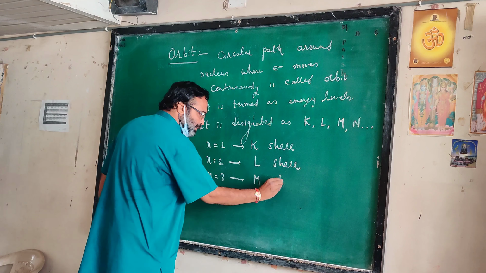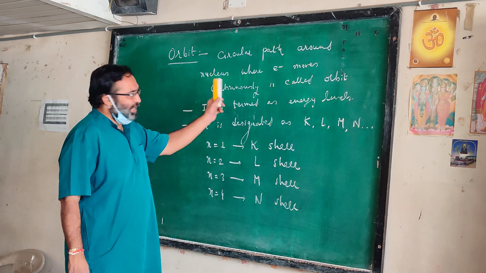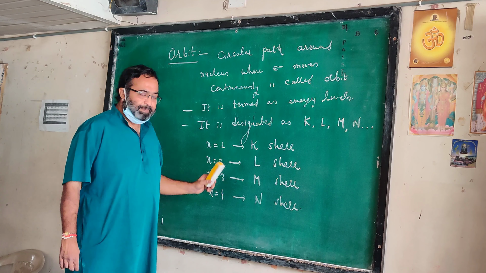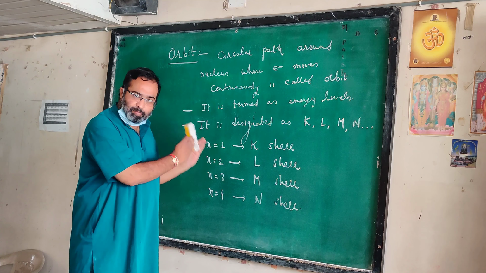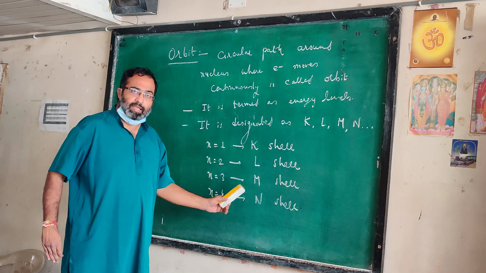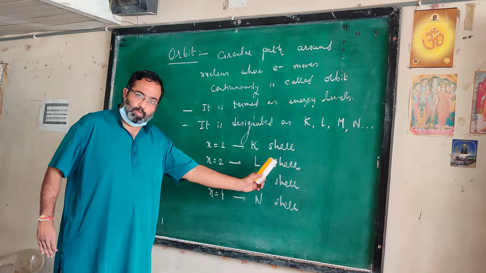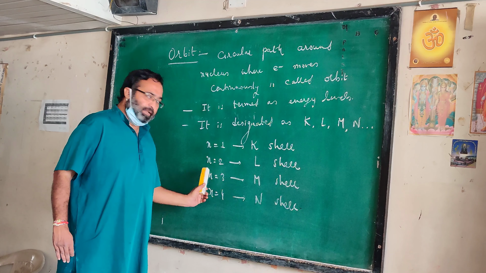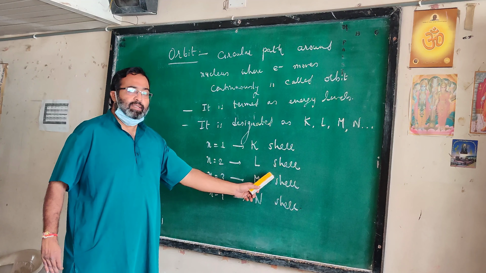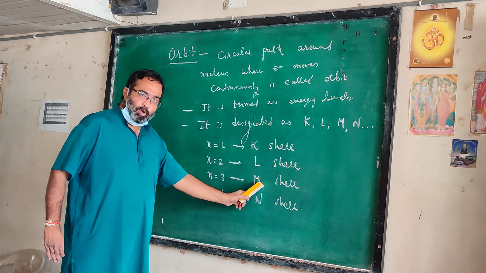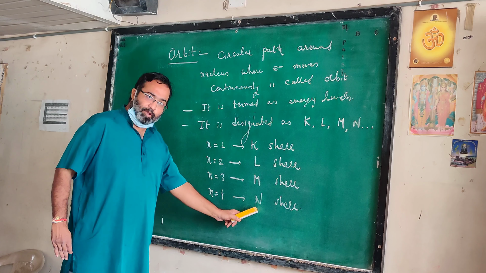This is the concept of orbit. A circular path around the nucleus where electron continuously moves, which corresponds to the energy level where electrons are moving, and energy levels 1, 2, 3 and 4 and so on are designated by the symbols K, L, M and N, etc. So n equals 1 corresponds to first orbit K shell, n equals 2 corresponds to L orbit, n equals 3 corresponds to M orbit, n equals 4 corresponds to N orbit.